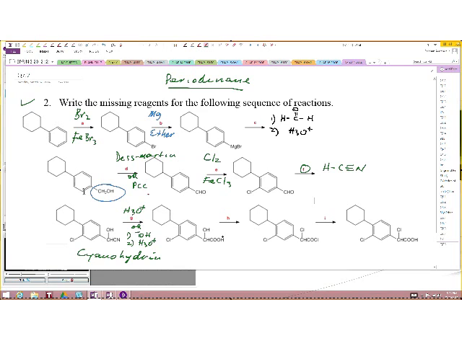Now we want to go from this alpha hydroxy acid to the chlorinated molecule here, and at the same time we are going to form an acid chloride. Okay, so what reagent do we need? Thionyl chloride. Very good, very good. Thionyl chloride, if you recall, will replace the hydroxy group with a chlorine atom.